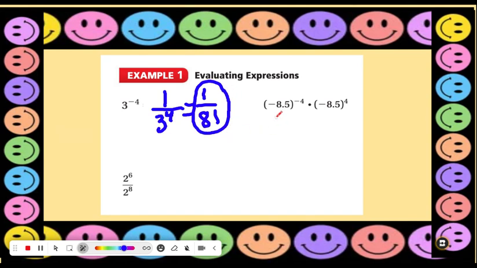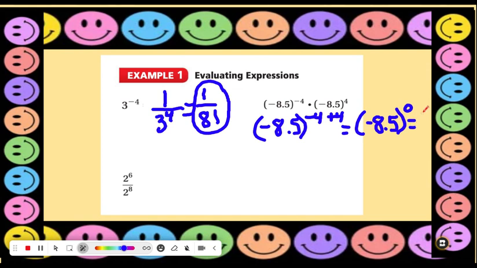Okay, negative 8.5 to the negative 4th times negative 8.5 to the 4th power. So here we have the product of powers property. So you do negative 4 plus 4, with the base negative 8.5. Negative 4 plus 4, which we know is 0. So any number to the 0 power, your answer is going to equal 1. And we just went over the reasoning why in the last slide.